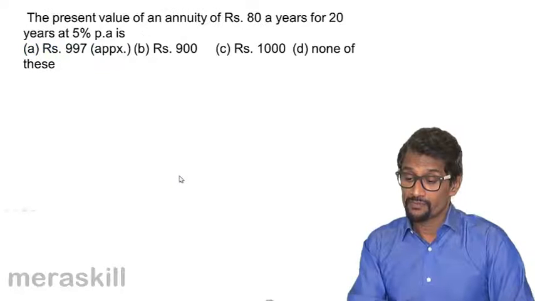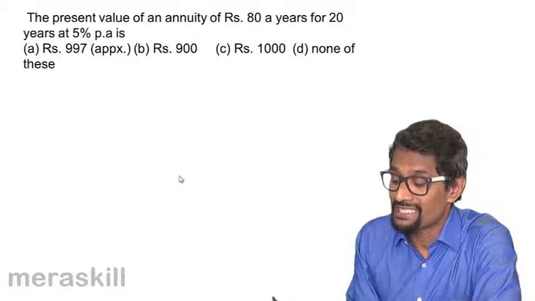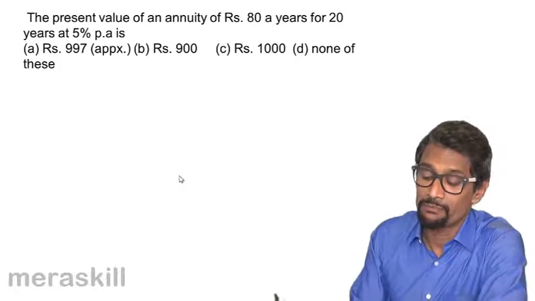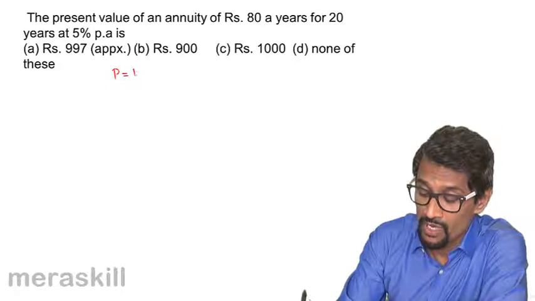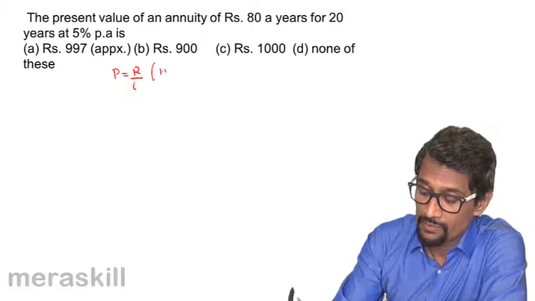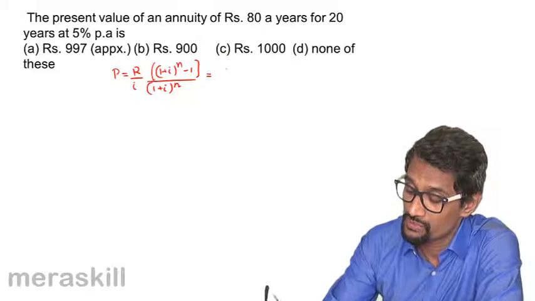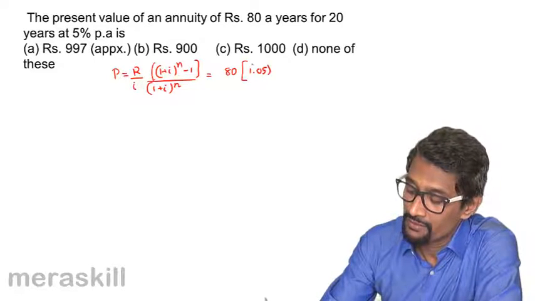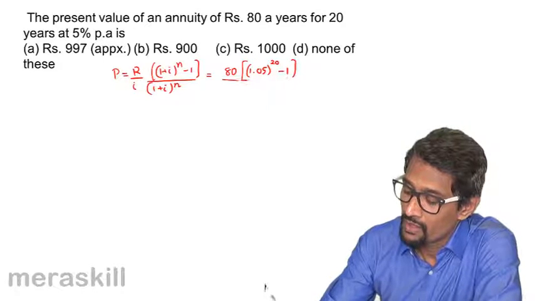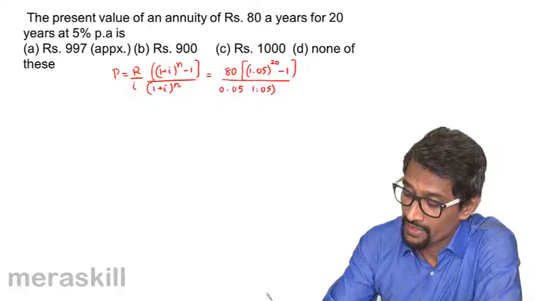Then the present value of an annuity of rupees 80 a year for 20 years at 5% per annum. We have the present value formula, if you remember: P is equal to R upon I into 1 plus I raised to n minus 1 upon 1 plus I raised to n. R is 80 into 1.05 raised to 20 minus 1 upon 0.05 into 1.05 raised to 20.